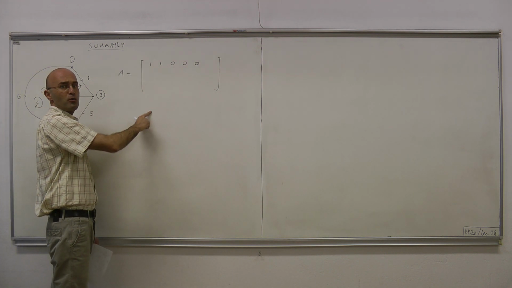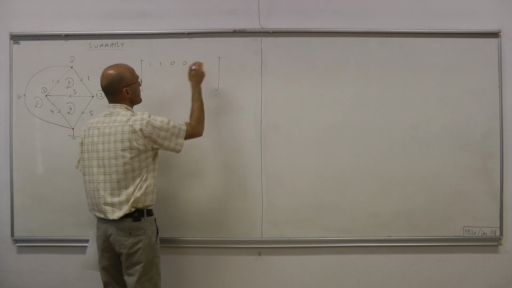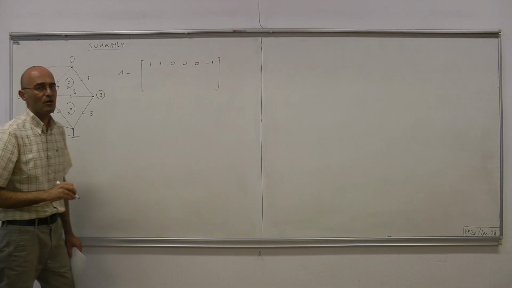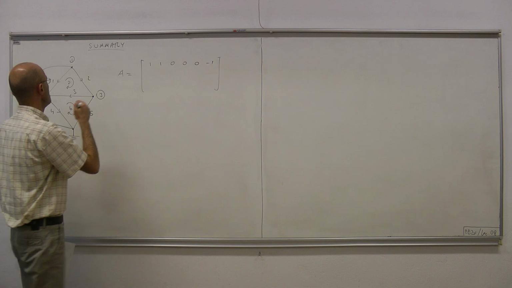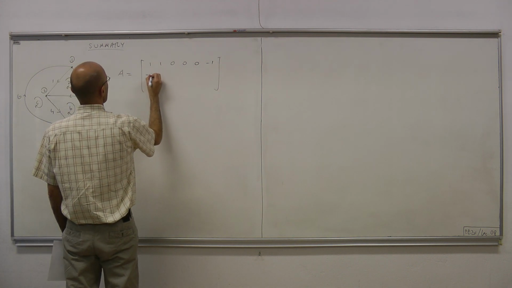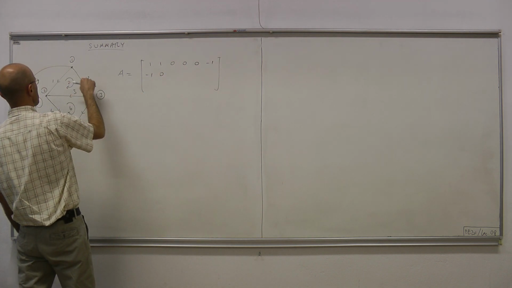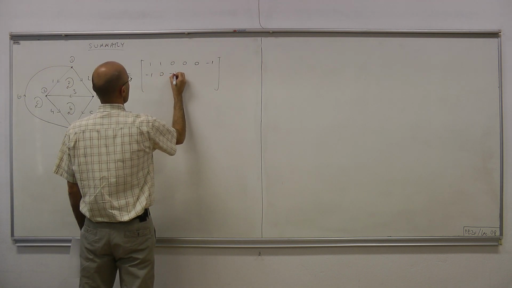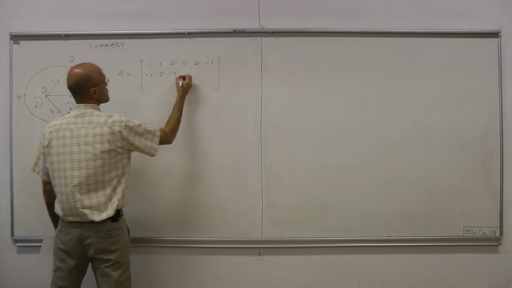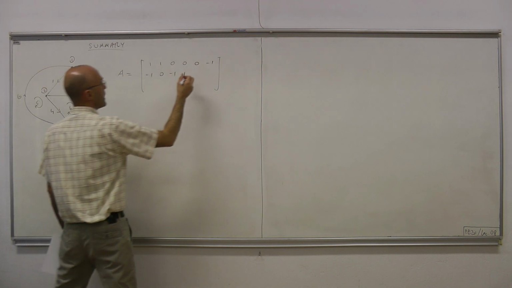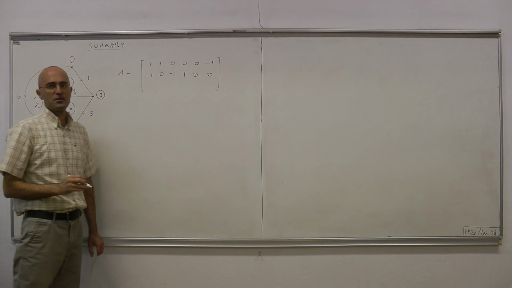So therefore, the corresponding entry in row 1 will be -1. Okay. Similarly, for node 2, we have -1 because branch 1 is incoming, then 0 for branch 2 because it doesn't touch node 2, and -1 for branch 3, +1 for branch 4 because it's outgoing, and the remaining entries are 0.